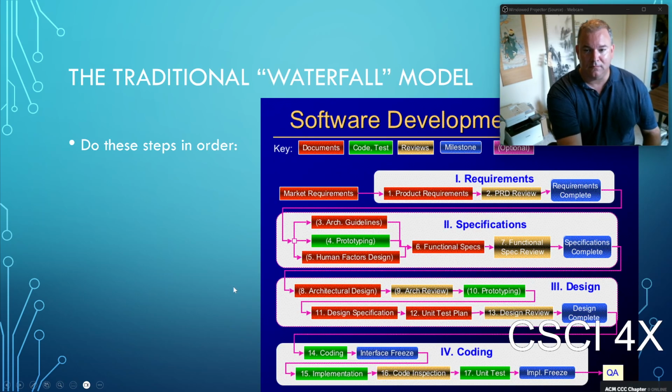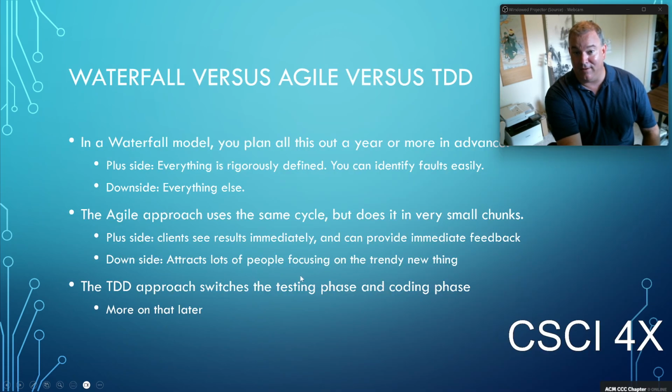Okay. There's a more detailed version of it. Make market requirements, product review, requirements complete, architecture guidelines, prototyping, human factors, functional specs, architectural design, architectural review, design spec, unit testing plan, design review, design complete. Coding only happens on step 14. Interface freeze, implementation, code inspection, unit tests, implementation freeze, QA. And you got a year, go.